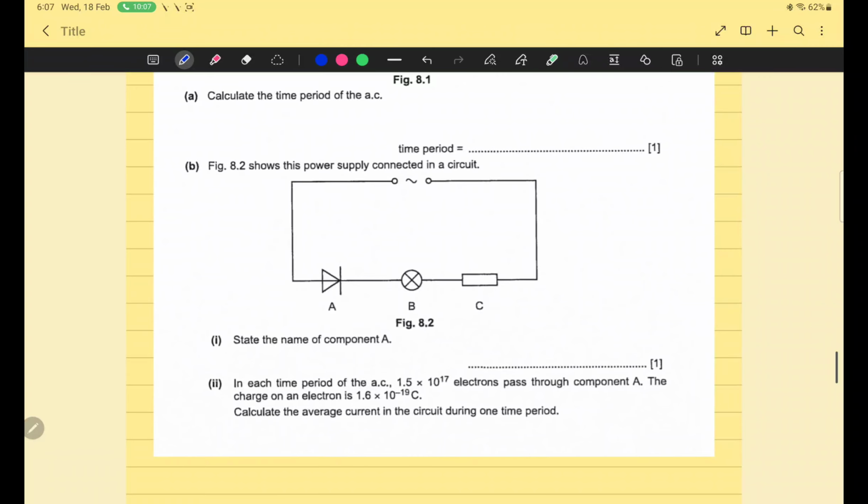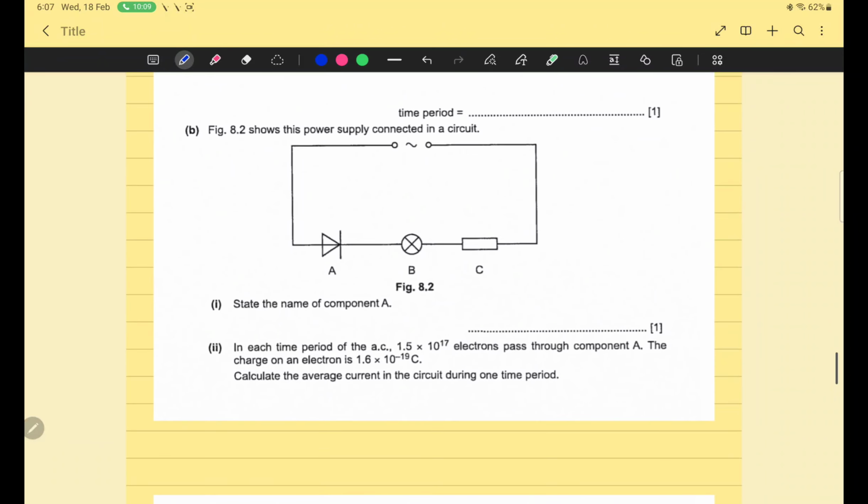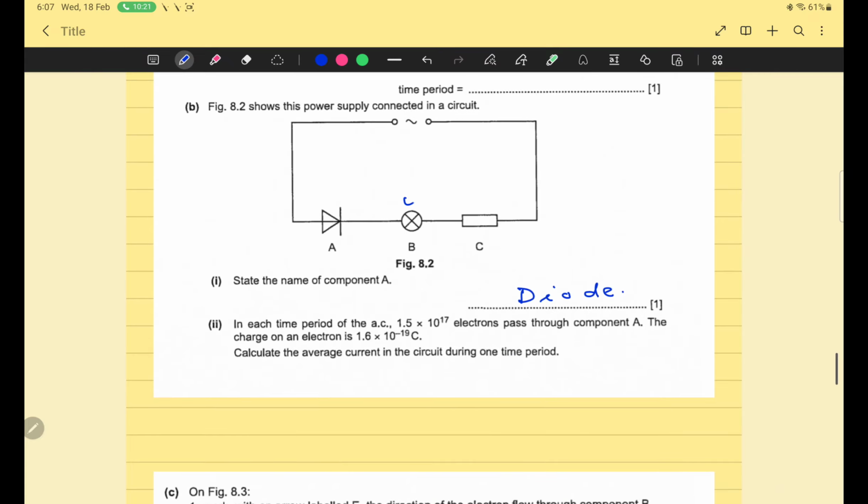And now we are solving the B part. In B part, they're asking what is A? Sir, A is diode. This is the lamp. And now, sir, we are given the number of electrons and they are asking to calculate current.